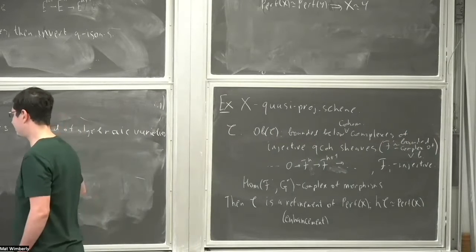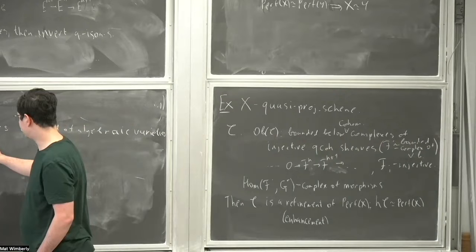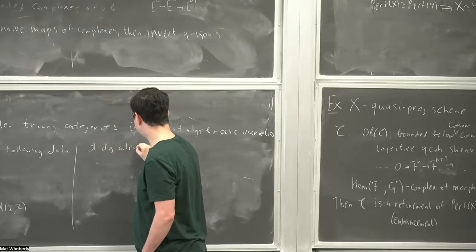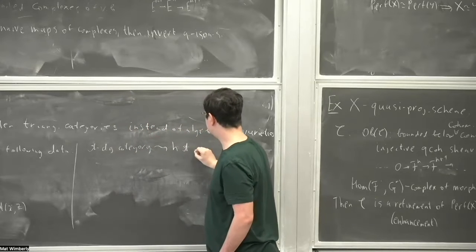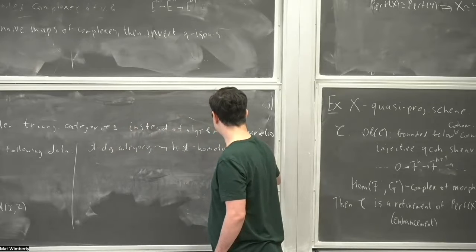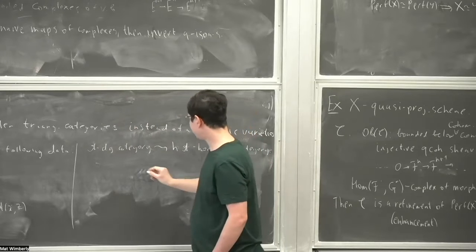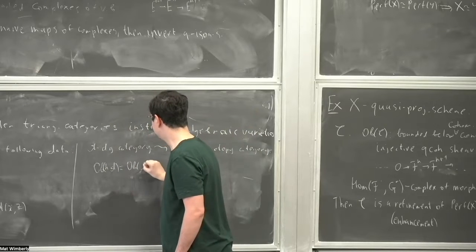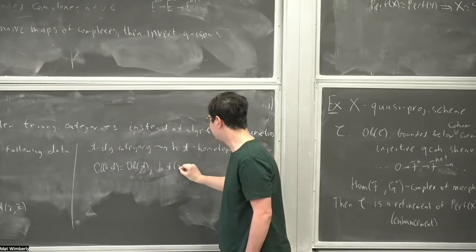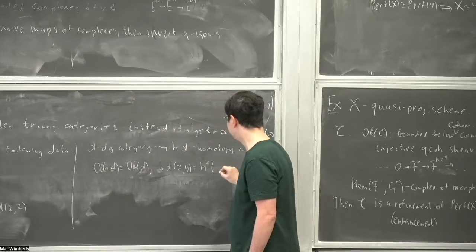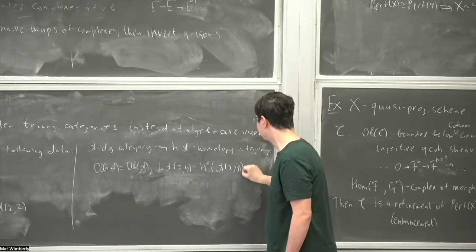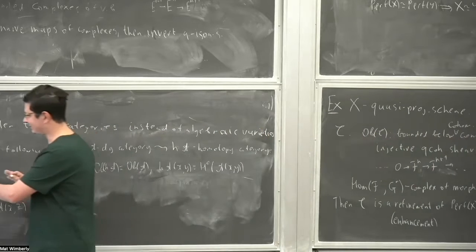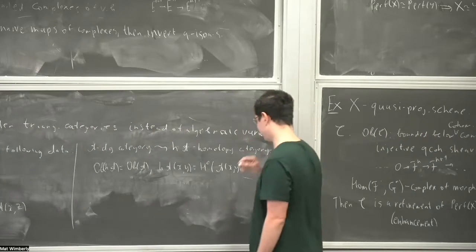So more generally, if you have a DG category A, you can always produce the usual category, this homotopy category. Its objects are just the same, and maps are obtained by taking zeroth cohomology of the complex of morphisms. Okay, so this is at least one necessary abstract definition of a DG category.